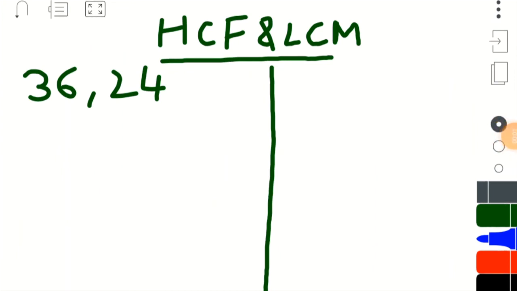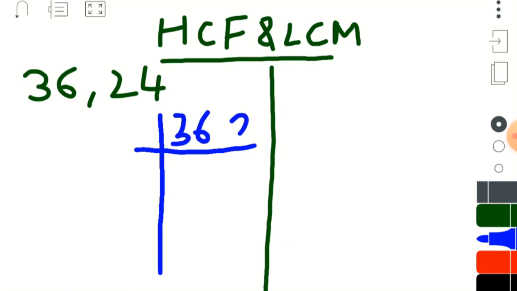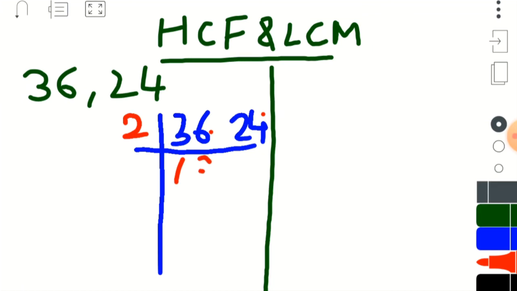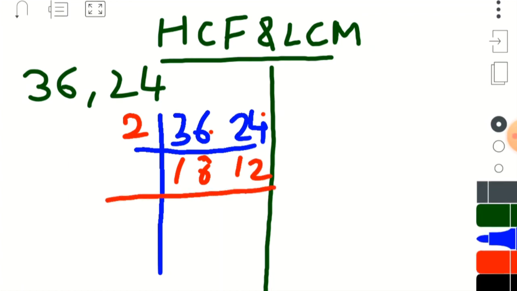Now let's calculate HCF and LCM in the same table for 36 and 24. So we will write 36 and 24. Now you have to check in which table the units places 6 and 4 go. As per the test of divisibility, they go in the table of 2. So 2 18s are 36 and 2 12s are 24. Now again we have got 18 and 12.